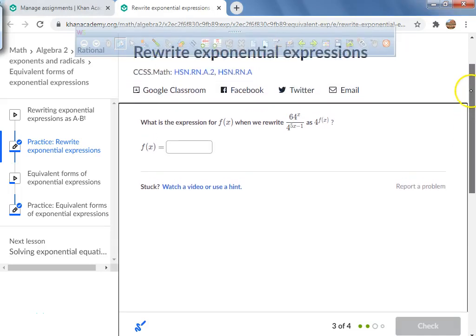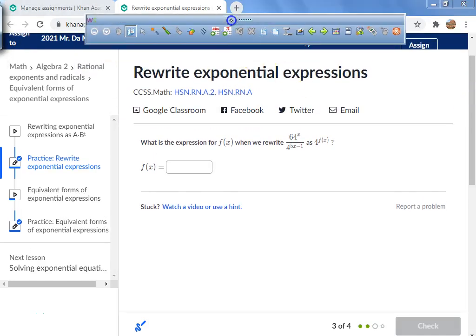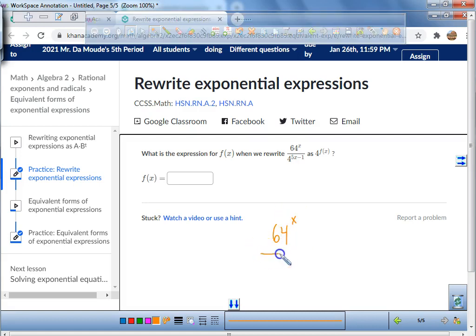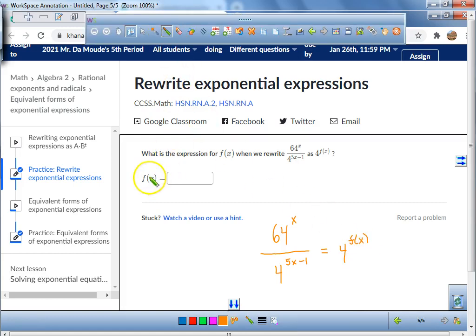All right, this is a continuation of a video I've already done, rewriting exponential expressions. The reason why I'm doing this video is because we finally get to use what's called the quotient property. So we could put 64 to the power of x over 4 to the power of 5x minus 1, and we want to set it equivalent to 4 to the power of f of x. And essentially what we're trying to figure out is what f of x is going to equal after we get everything simplified.